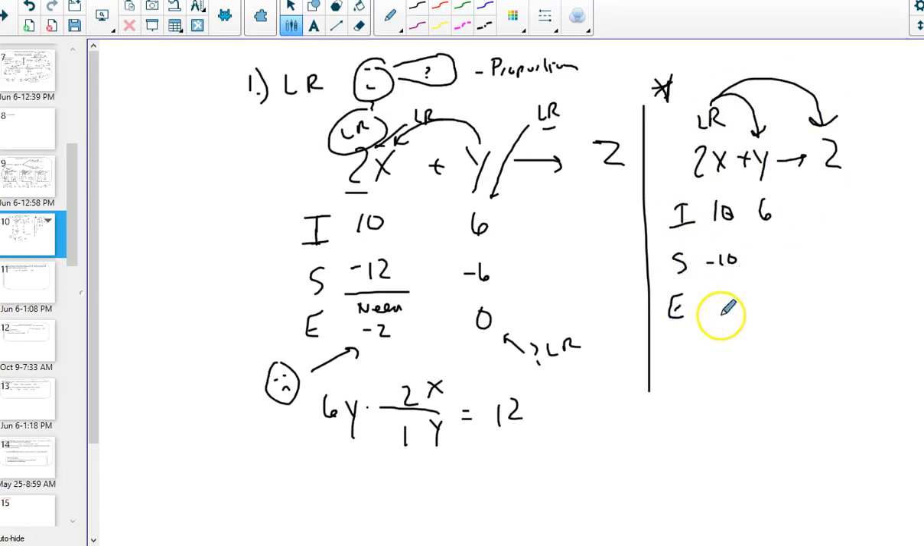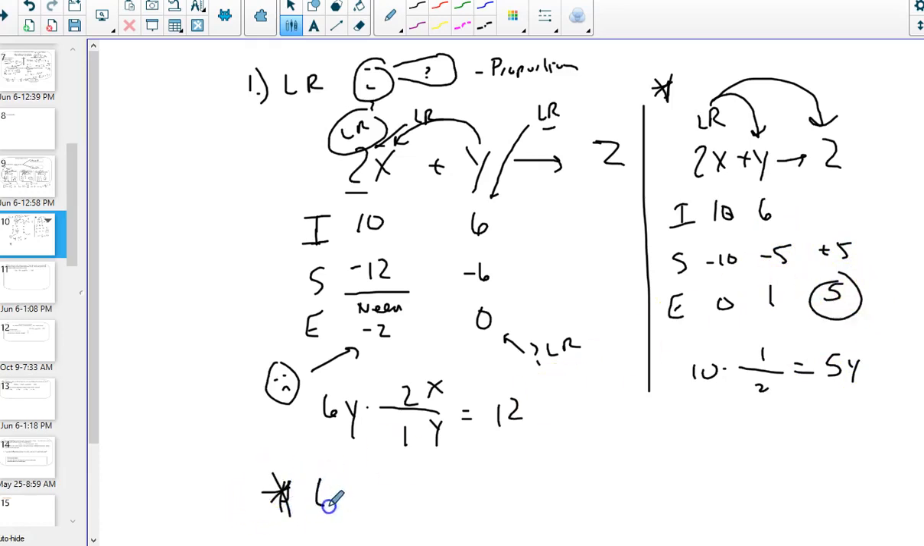Minus 10 goes to 0. 2 to 1 ratio, 10 at a 2 to 1 ratio equals 5 y's. So minus 5 plus 5, same math there. And I have 1 left. There we go. And there's 5 product z's produced. So everything is based off your limiting reactant.